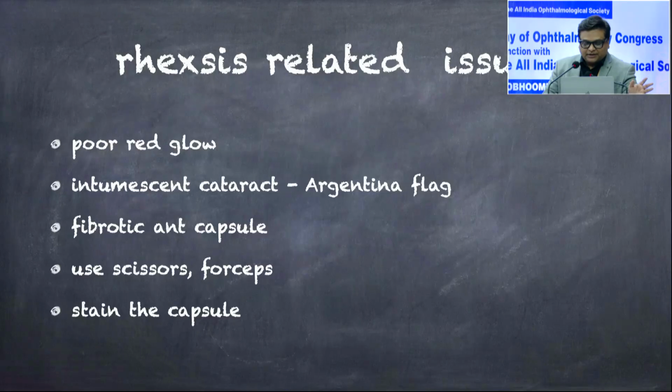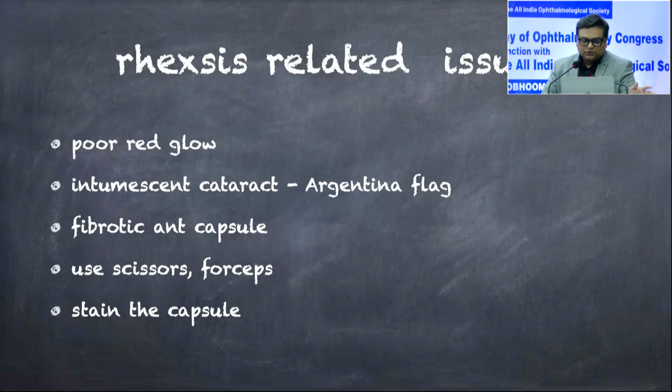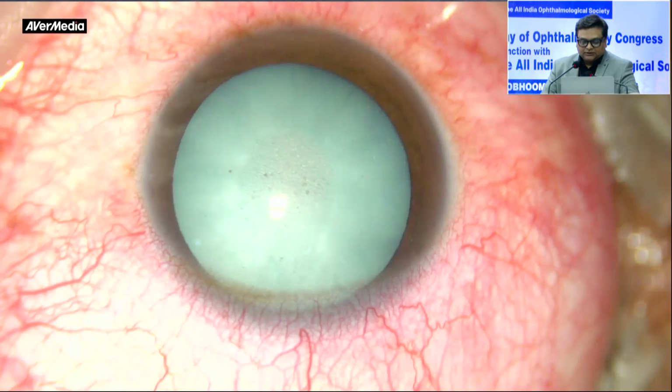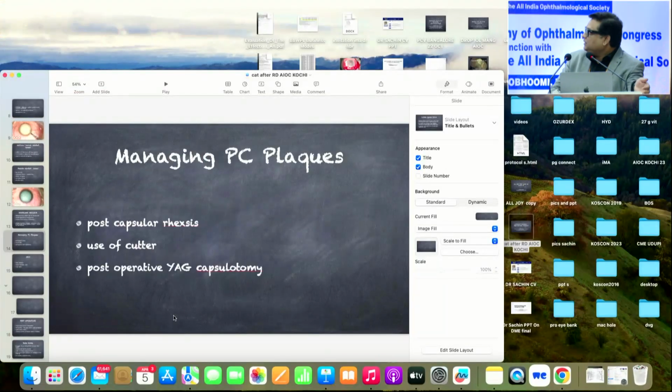Okay, these are rhexis related issues. There will be a very poor red glow in post retinal surgery, especially if there is vitreous hemorrhage or a diffuse hemorrhage. You need to have good visualization and stay in the capsule. The Argentinian flag sign is very common in such cases, especially in young patients who have intumescent cataract. Use scissors, forceps, and stay in the capsule very well. This is just a video in which silicone oil removal was planned along with the cataract surgery. If you see, it's managing PC plaques, which I wanted to make a point about. Most of the time we may have to use a cutter to cut the central PC, and post-operative YAG capsulotomy is an option again.